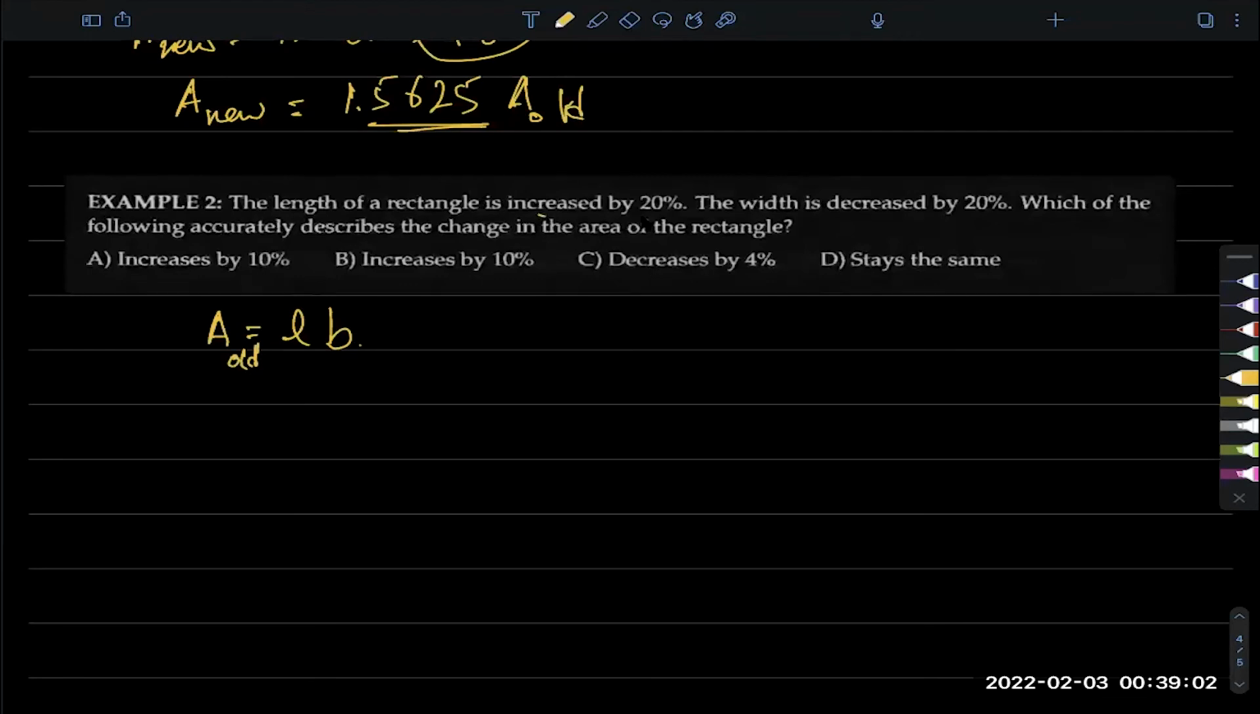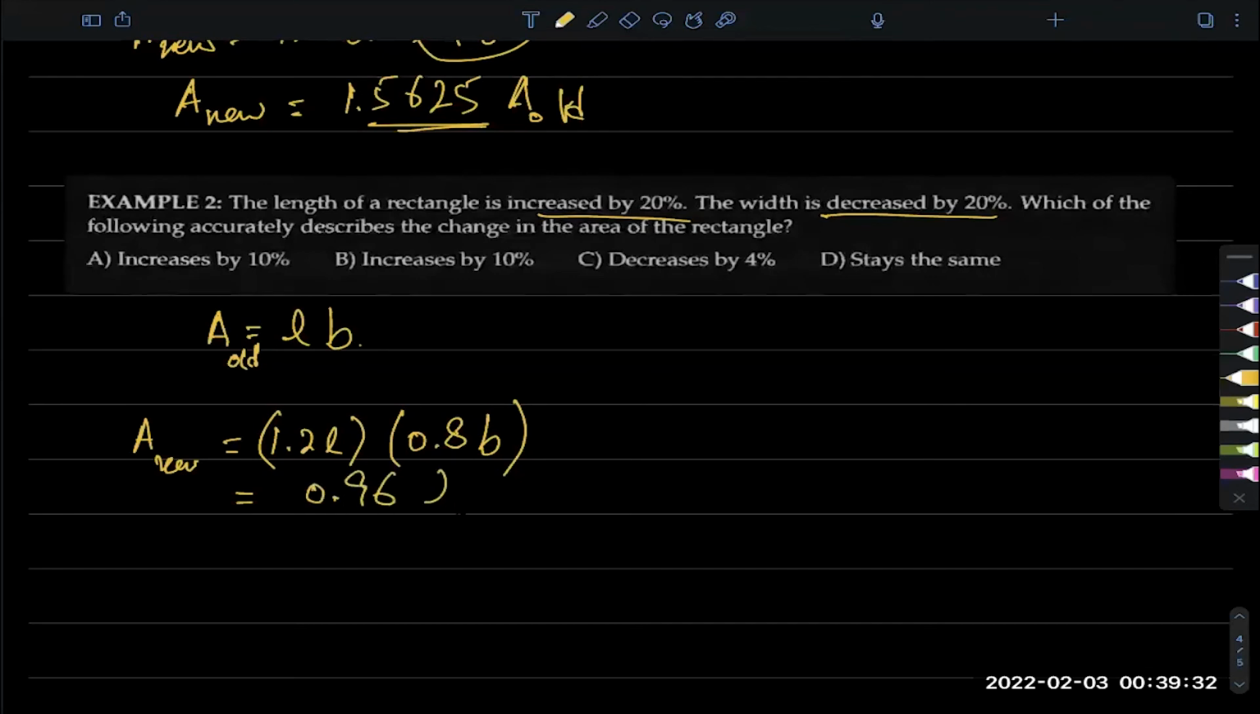And length of a rectangle is increased by 20%. So what's my new length? It's going to be 1.2 L. That's my new length, right? And my new width, that's going to be 0.8 of the old width, right? Yeah, makes sense. So just multiply them to get the new area. So that is 1.2 times 0.8. That is 0.96. 0.96 times LB, which is my old area. So my new area is what percentage of the old area?